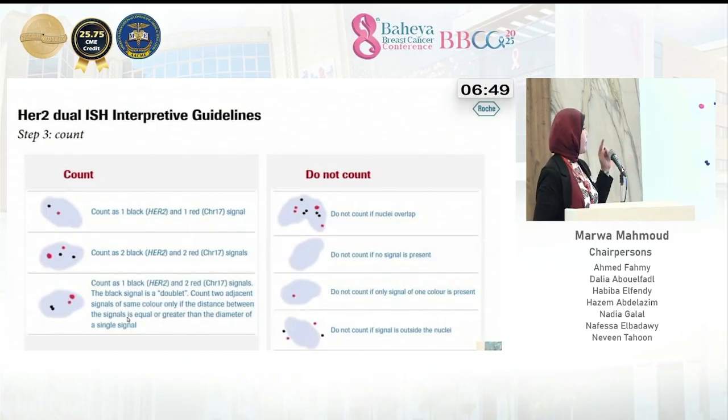أنا إمتى أعدهم كـ2؟ لو في بينهم space accommodate signal كمان، إنما اللي لازقين في بعض الدوبلت دول أنا بعدهم signal واحدة، يبقى آخر واحدة دي أنا هعدها 1 black signal و2 red signals. طيب أنا دونت كاونت إيه؟ أنا دونت كاونت لو النيوكلياي فيها overlapping، يعني التو نيوكلياي دول الممبرين بتاعهم لازق في بعض فأنا مش هعدهم. مش هكاونت لو النيوكلياي ما فيهاش signals، أو لو النيوكلياي فيها only 1 black dot أو 1 red dot. ومش هكاونت السيجنالز اللي بره الخلية.